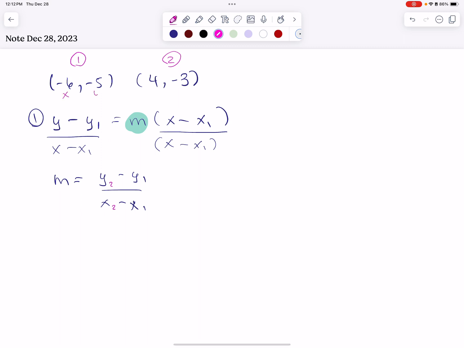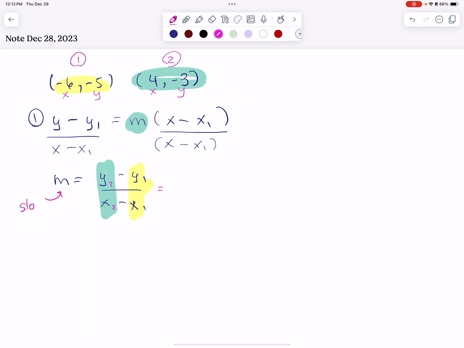This is my x and this is my y. This is my x and this is my y. It doesn't really matter as long as you keep them in order, where you keep your first point together here and your second point together here. So it doesn't matter which one goes first. But the first step is finding the slope.